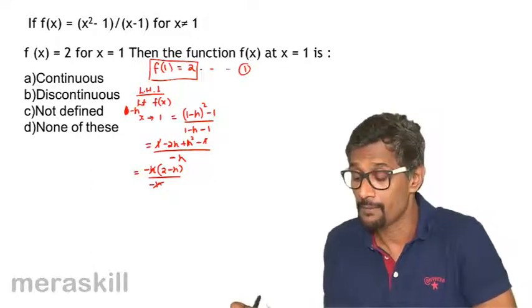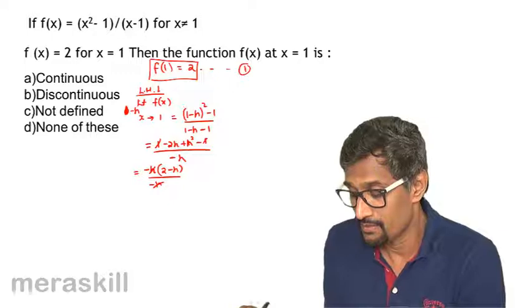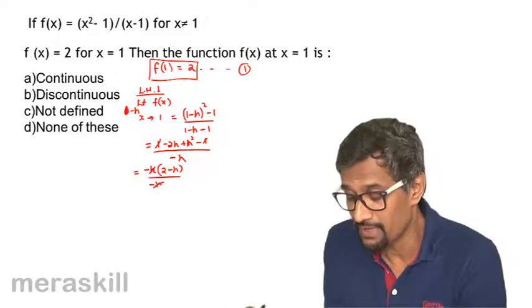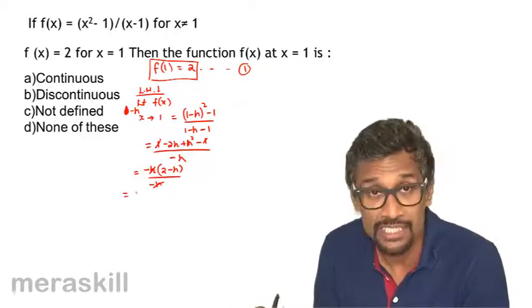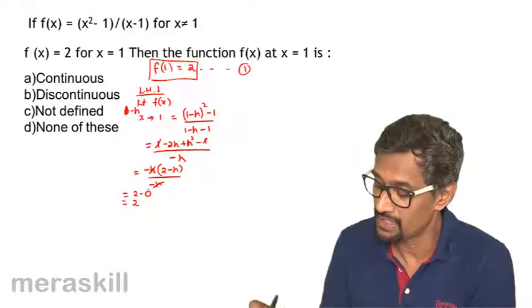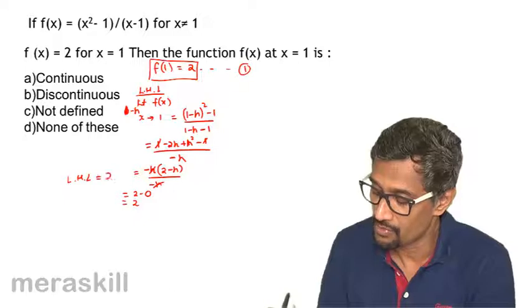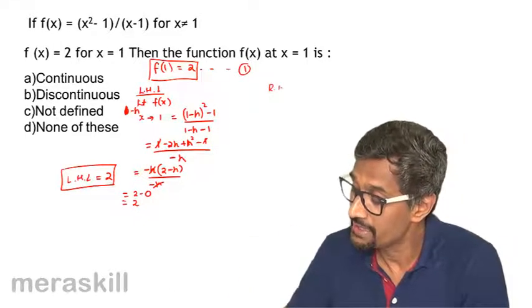Now we know that we are coming closer and closer to 1. So we keep h, and to find the limiting value of this, we need to take h as 0. So it's going to be 2 minus 0, which is 2. So the left hand limit is also 2.